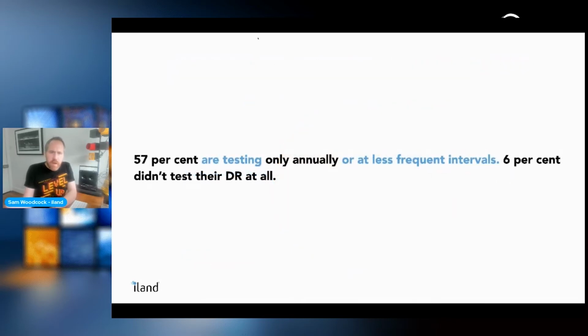So to summarize that, again, 57% are only testing annually or at less frequent intervals, and 6% actually didn't test DR at all. And again, if you can't test, we can't really have confidence. You may need to go and actually work around that solution without utilizing your DR solution as well.